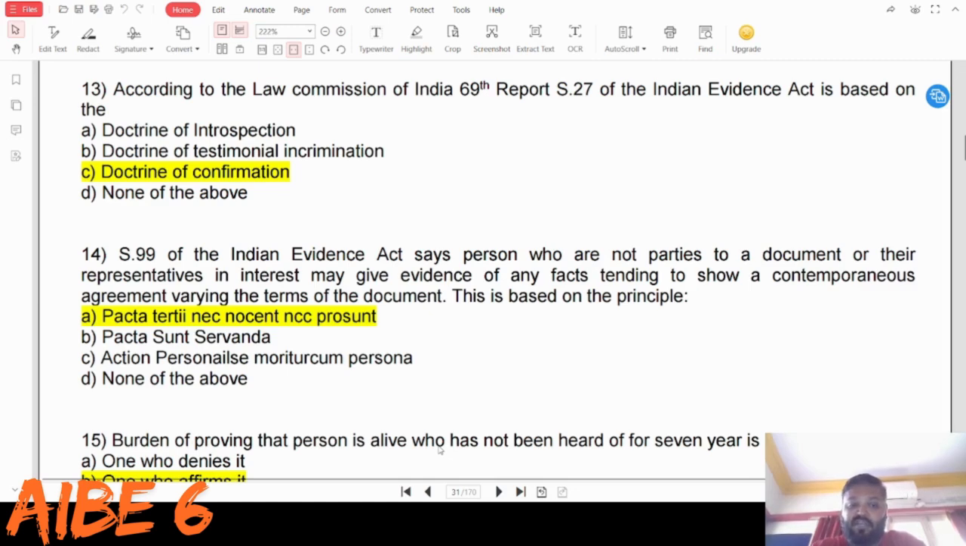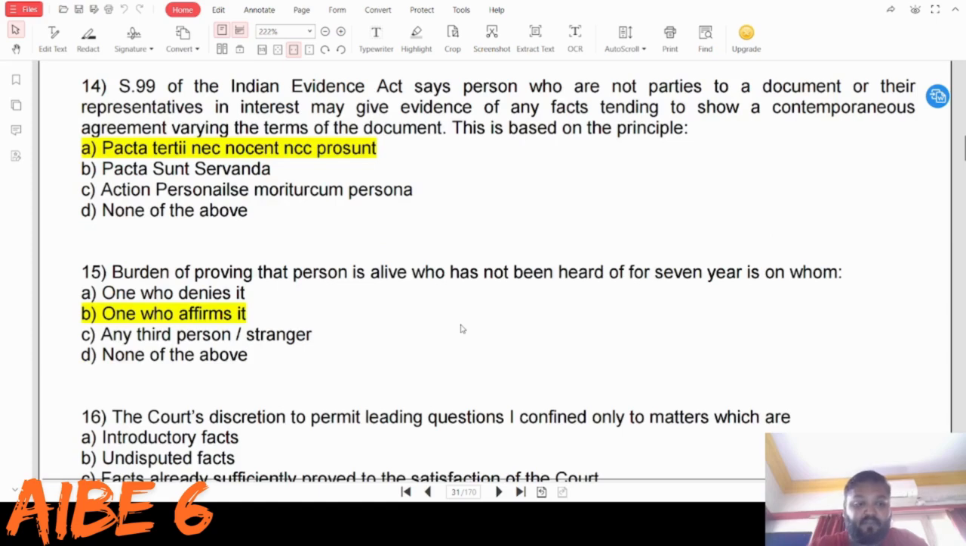Section 19 of the Indian Evidence Act says persons who are not parties to a document or their representatives in interest may give evidence of facts tending to show a contemporaneous agreement varying the terms of the document. This is based on the principle of pacta tertiis nec nocent nec prosunt. Burden of proving that a person is alive who has not been heard of for 7 years is on whom? One who affirms it.